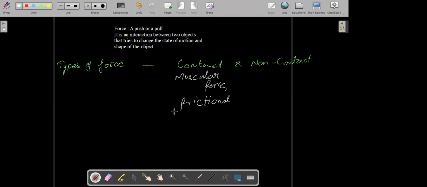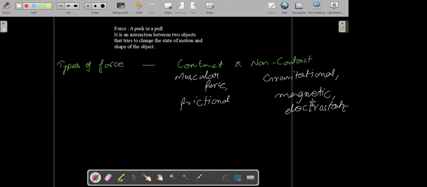Can you name some non-contact forces? Gravitational force is non-contact, right? Yeah, gravitational force is a non-contact force. So if you look for non-contact forces, they are gravitational, magnetic, and electrostatic. Gravitational forces, magnetic forces, and electrostatic forces. So all these forces are the contact and non-contact forces.